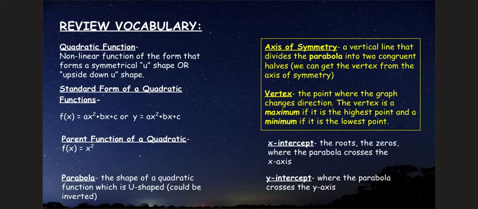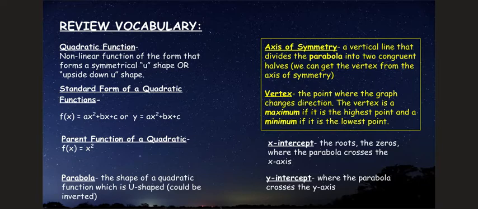All right, our parent function of a quadratic is f of x equals x squared, or obviously y equals x squared. That is the parent function. Then we have a parabola. A parabola is the shape that a quadratic takes when you graph it. So it's what it looks like. It's U-shaped, and it could be inverted, upside down.